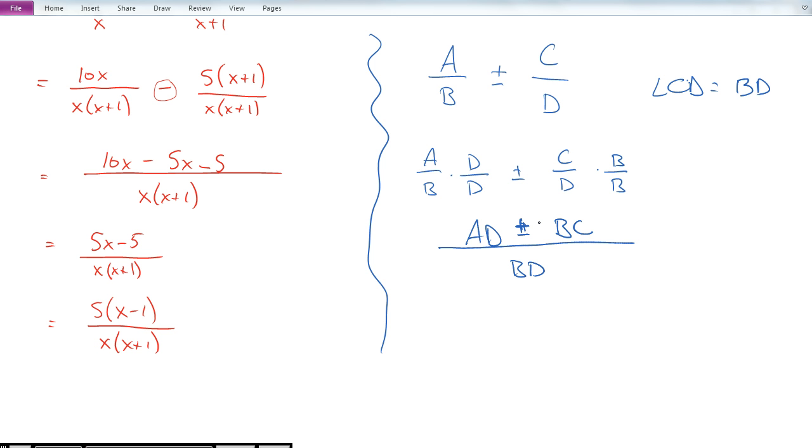Now, if B and D are not relatively prime, then the LCD is going to be something less than BD, and it's going to involve removing the redundant factor. This will still work. You may have some fraction reducing to do at the end of your problem. So, for example, sometimes at this phase, there's a little bit more simplification to do if you haven't found the LCD. Sometimes there's simplification to do even if you have found the LCD, so that's something to be careful of.